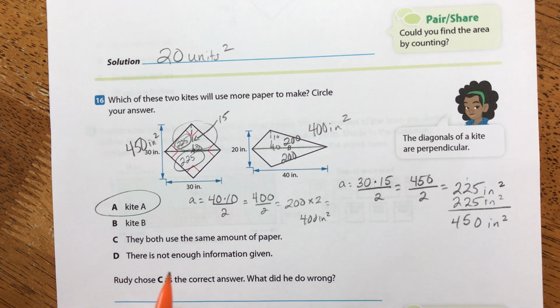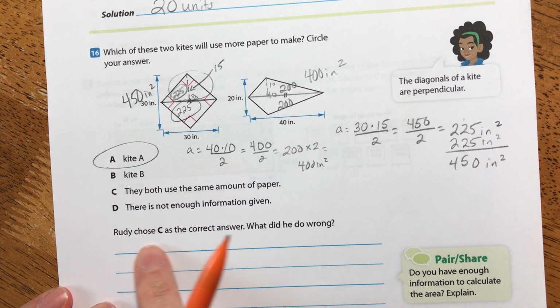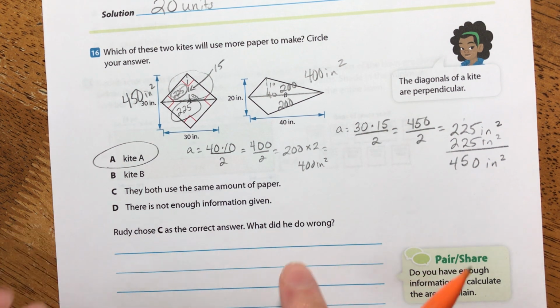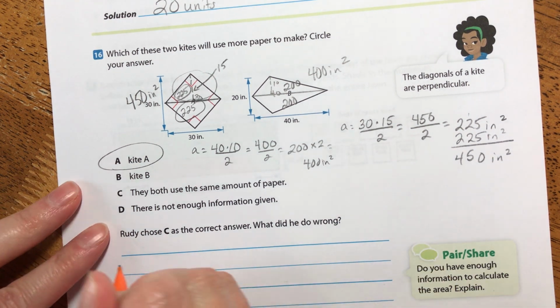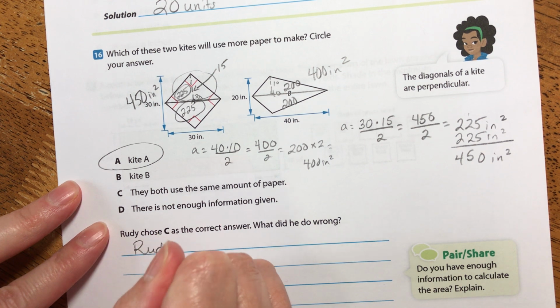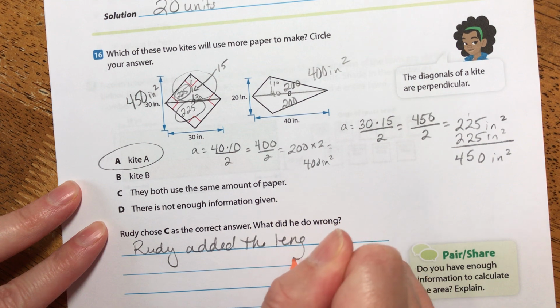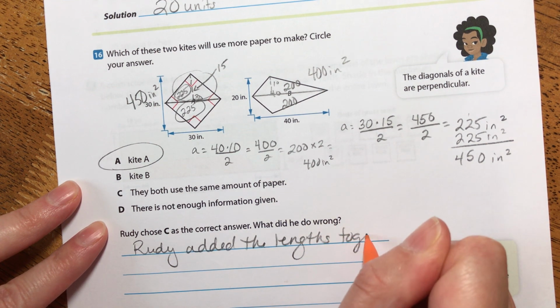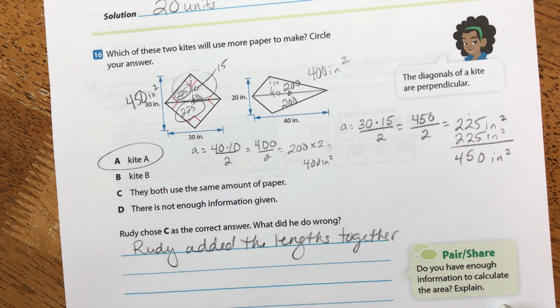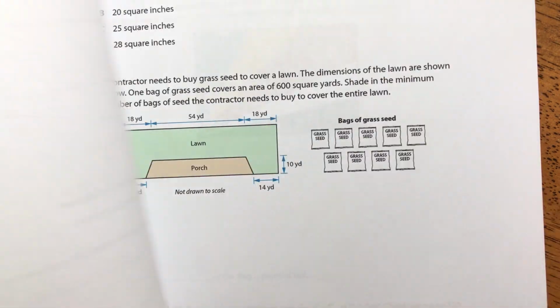Or we could do what our customary answer is. He made a mistake or he didn't do it correctly. Let's say Rudy added the lengths together. Okay, good enough.